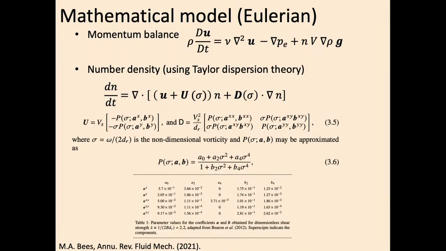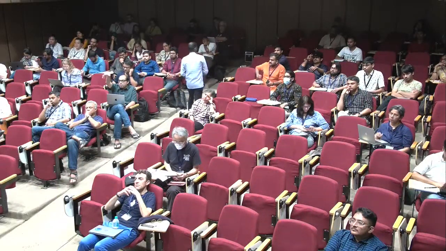Symmetric, and it has the symmetries, otherwise there is no anisotropy. And what is sigma? Sigma is omega by, omega is the vorticity, so it's normalized vorticity, no?